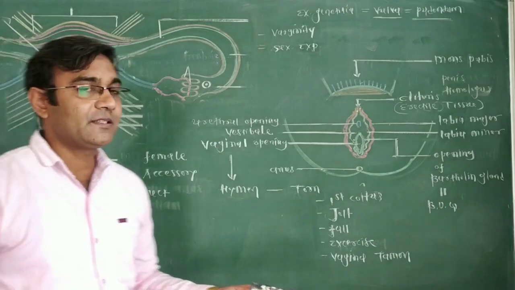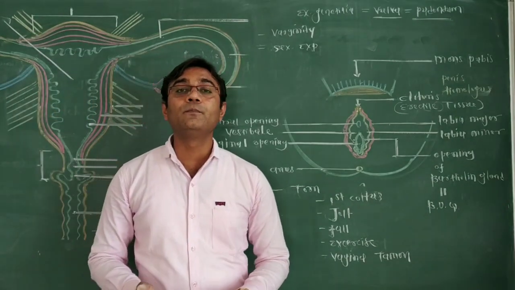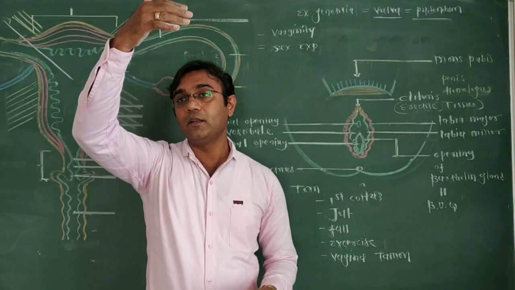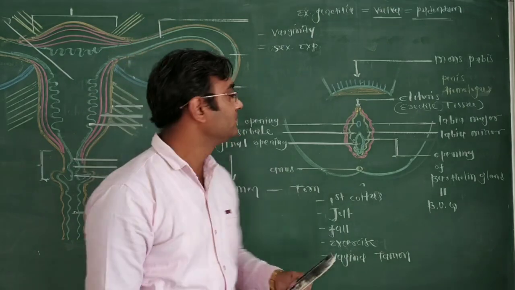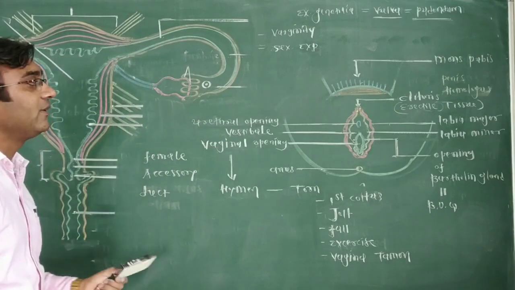Now in the next part of the lecture we will learn about the longitudinal section and the lateral view of the female reproductive system. This is the front view of the female reproductive system.